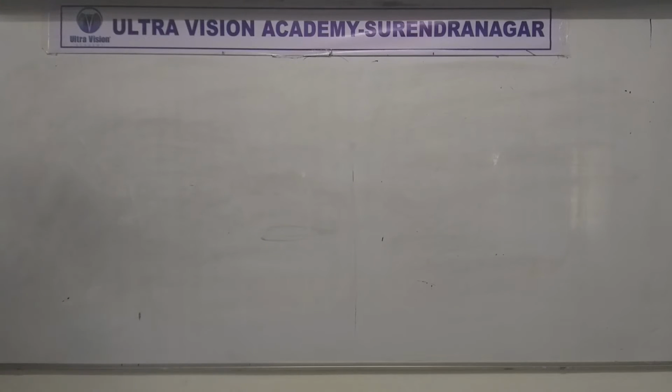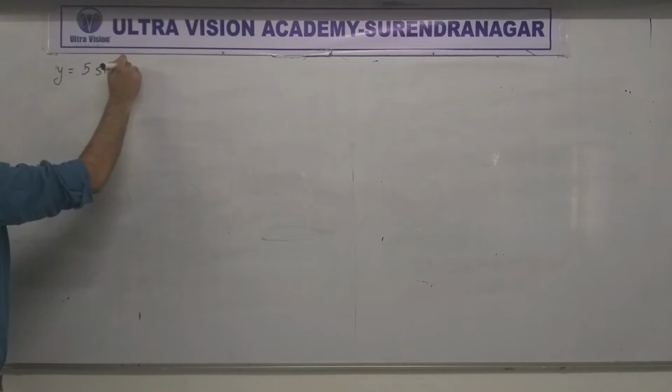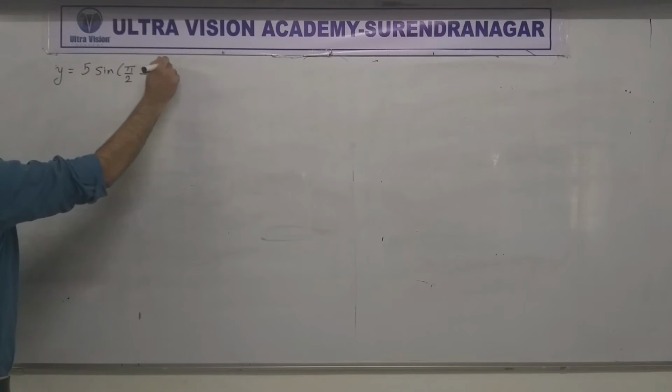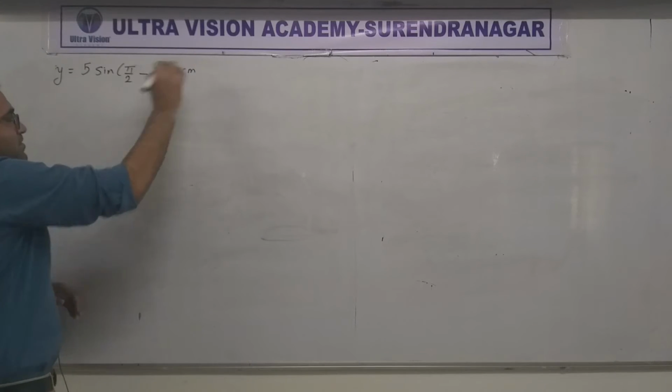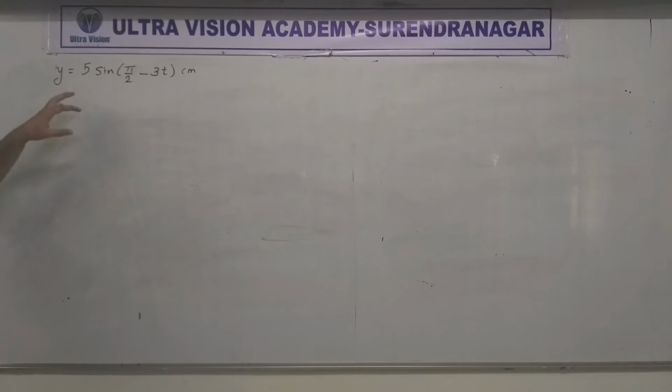moving over to what happens if it is sine. So let's try something like that. Suppose someone gives you y equals 5 sine (pi by 2 minus 3t). This is in centimeters. So if you try to draw it in a clockwise manner, this is very simple, right?